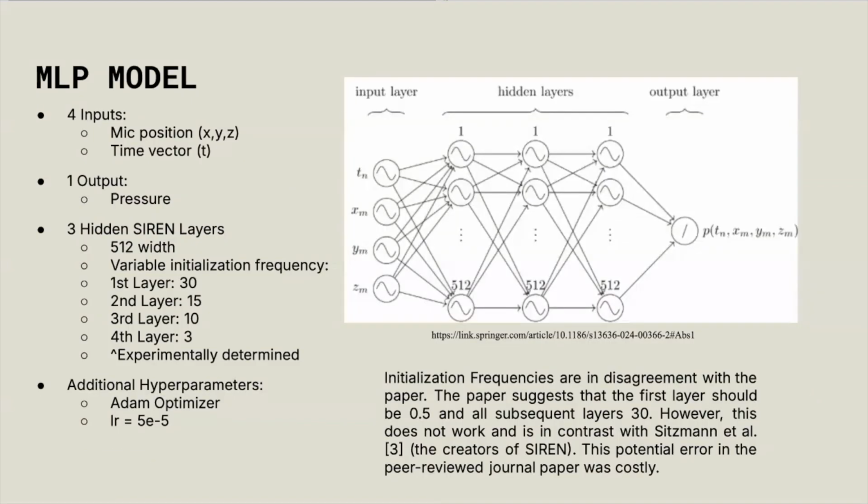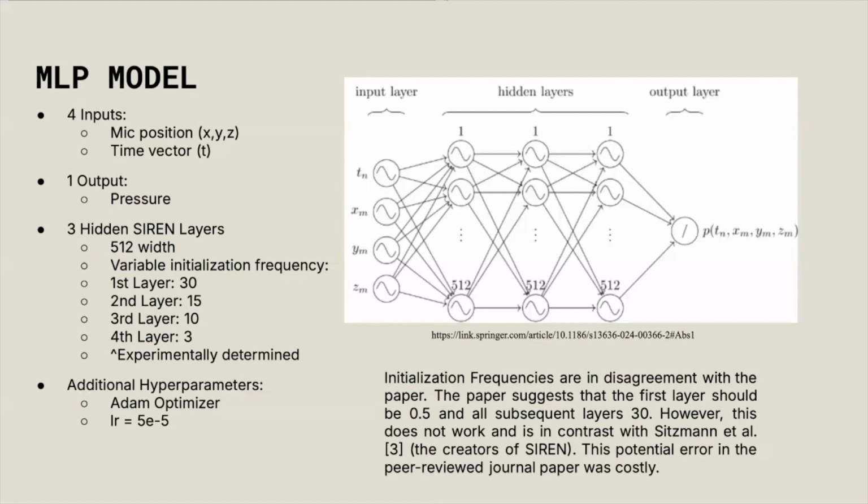So here's some more details about our multi-layer perceptron model. This model uses 4 inputs. 3 of them are microphone position in X, Y, and Z. We also have a time vector, which just describes where in our 800 time steps we're looking at. These inputs go into 3 hidden layers. These hidden layers are all siren layers. So our initial one is a siren layer with an initialization frequency of 30. Our second one is 15. Our third is 10. And our fourth is 3. These initialization frequencies are experimentally determined to best match our acoustic frequency response data. These all combine then to output a pressure at the given time and location.